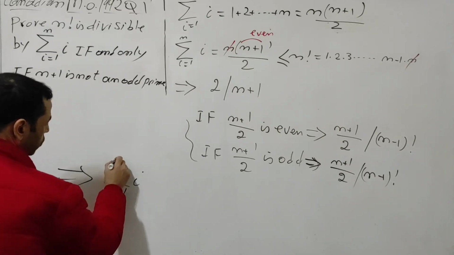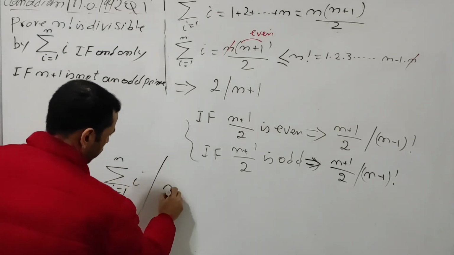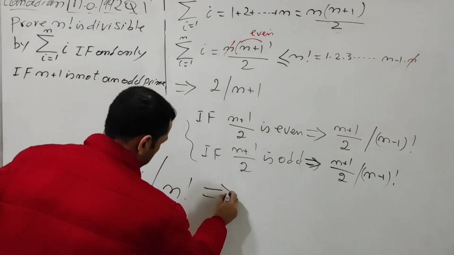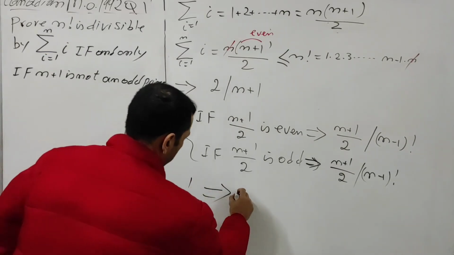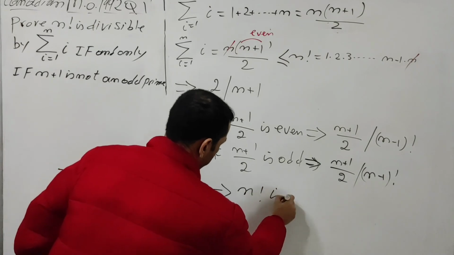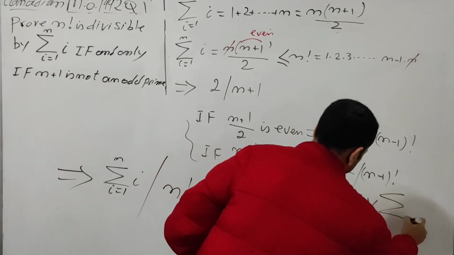Finally, this sum, as i goes from 1 to n, divides n factorial. In other words, n factorial is divisible by this sum. I have proven this one.